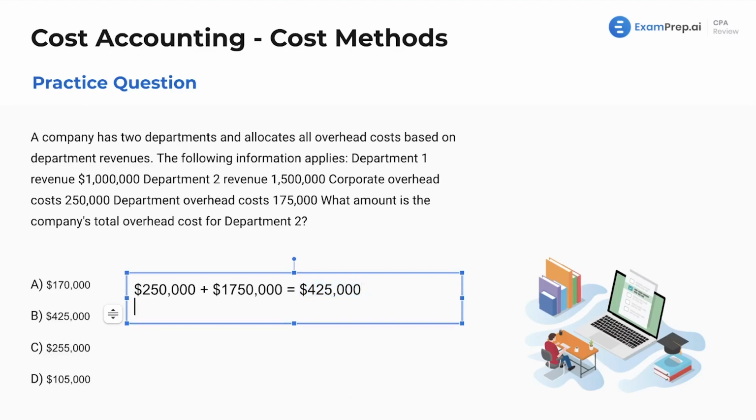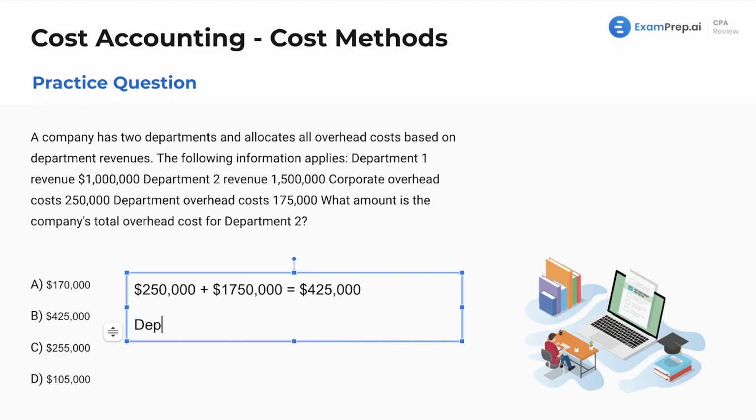If you remember from WACC, which you definitely should know in this exam, weighted average cost of capital, the weighted average calculation is very similar to that. Well, what makes sense to allocate them among this? Department 1 obviously has less weight than Department 2 because Department 2 has more revenue. The total amount here is $2.5 million. Department 1 revenue of $1 million plus $1.5 million is $2.5 million.